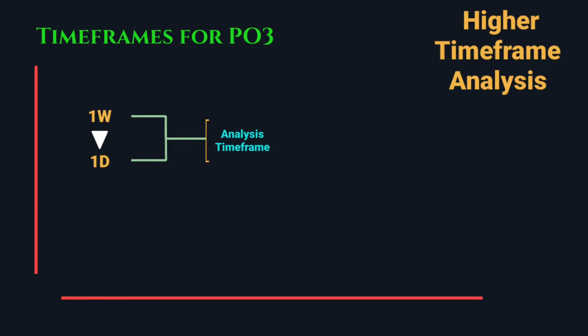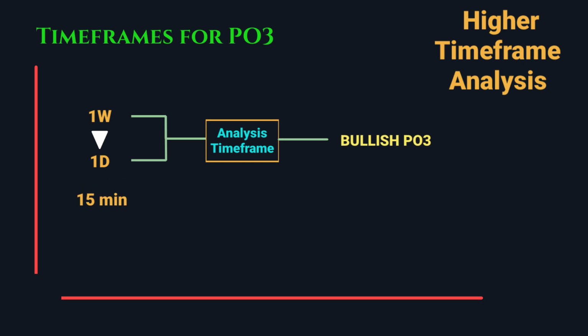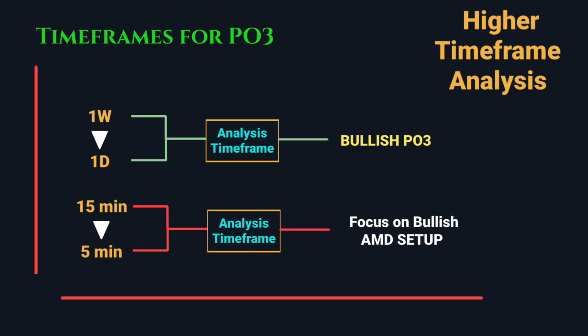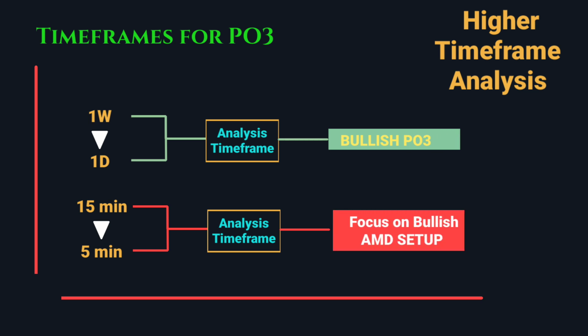Higher timeframe alignment. Power of Three works best when aligned with higher timeframe structure. For example, if the weekly chart is bullish, focus on bullish AMD setups on the lower timeframes. This alignment increases probability and provides cleaner targets.